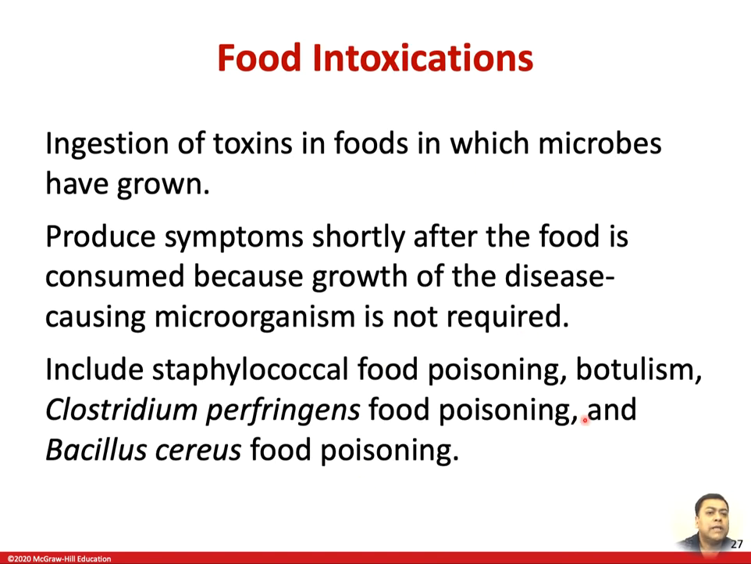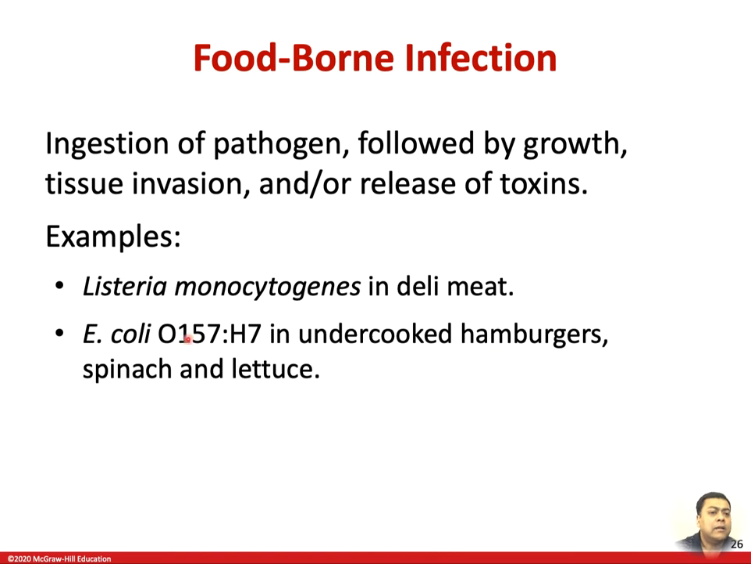So food intoxication is from food in which the microbes have grown, and this produces symptoms shortly after the food is consumed, because growth of these disease-causing microorganisms in the body is not required. This is just due to the contamination of the toxin. So here is an important thing, that E. coli O157:H7 produces something called a Shiga toxin. And this Shiga toxin gives you enterohemorrhagic diarrhea, or bloody diarrhea.